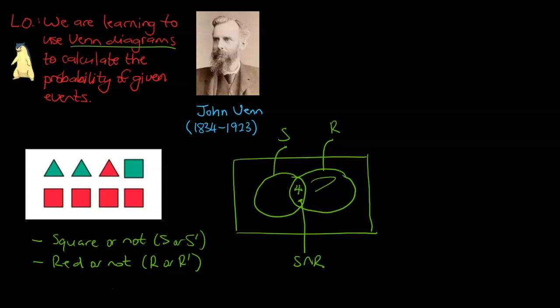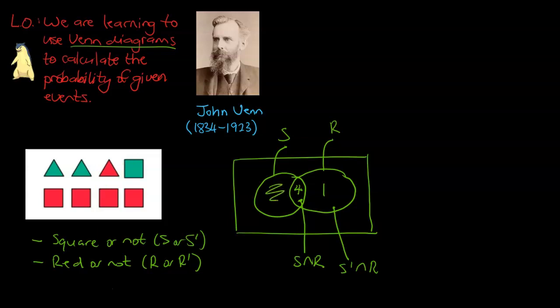We're then going to look at this space over here, and just going down from this, this would represent things that are not a square, because this area falls outside of the square circle, and it would be red because it falls inside the red circle. So we've got not squares and red, and that would only relate to that red triangle. So the triangle is not a square and it's red.